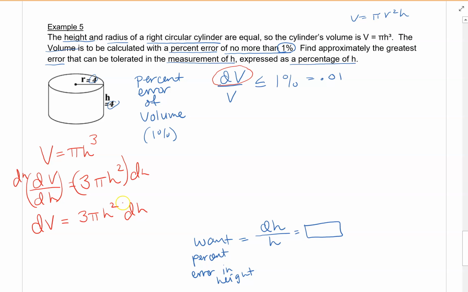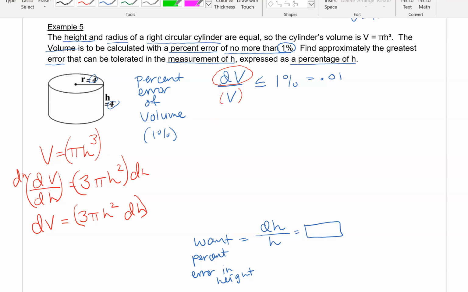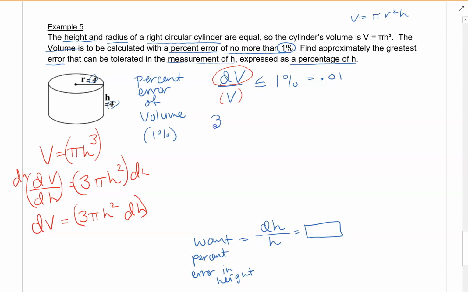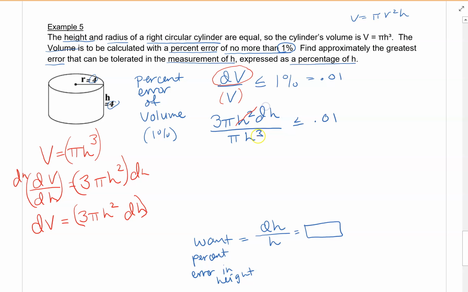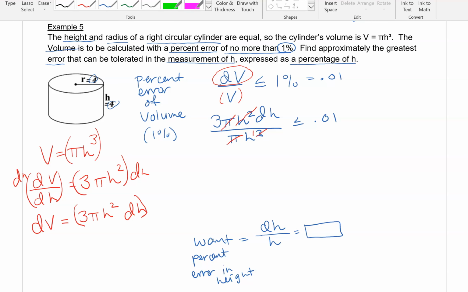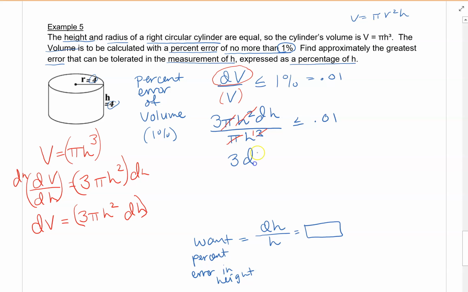Check this out. Now I plug 3 pi h squared dh in for dV and pi h cubed in for V. I get 3 pi h squared dh divided by pi h cubed, and that has to be less than or equal to 1%, or 0.01. The h's cancel out, leaving one h in the denominator. My pi's cancel out, and I have 3 times dH over h.